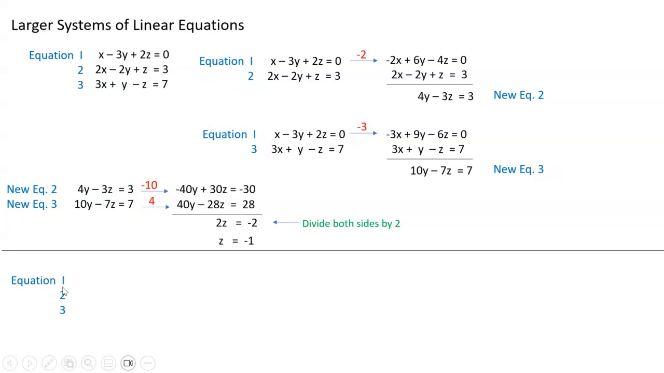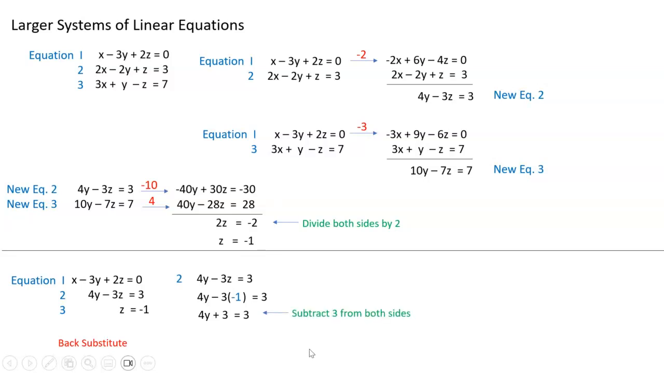Now I back substitute. I've got equation 1, my new equation 2, and equation 3 becomes z equals -1. So I know the value for z now, but I still need to find the value for y and the value for x. So I'm going to go to my new equation 2 and plug in -1 for z, because my z is -1. This becomes 4y plus 3 equals 3. If we subtract 3 from both sides, we get 4y equals 0. Now, if we divide both sides by 4, my y is equal to 0.